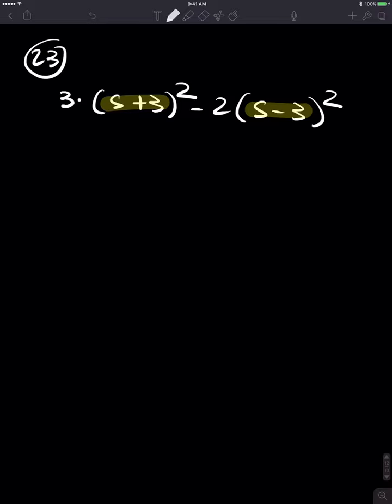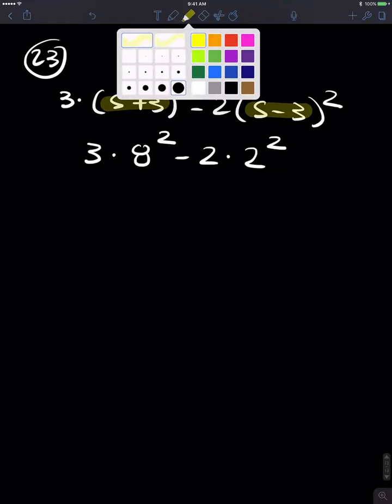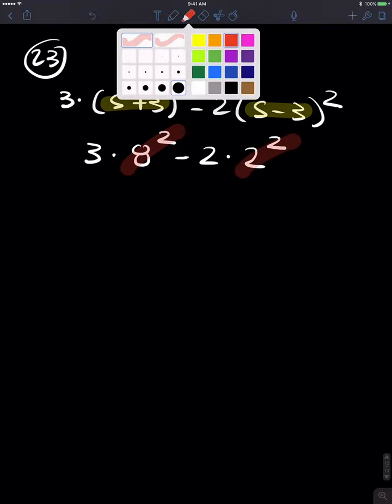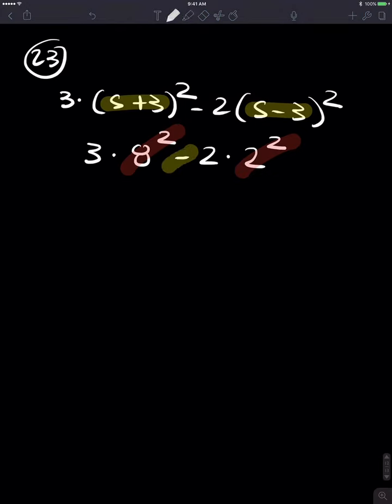5 plus 3 will give me an 8. That's to the second power, times 3. 5 minus 3 will give me a 2, and that's to the second power. We now have 2 exponentials we have to evaluate, here and here. The exponentials outrank my subtraction. 8 squared, 64. 2 squared is 4.